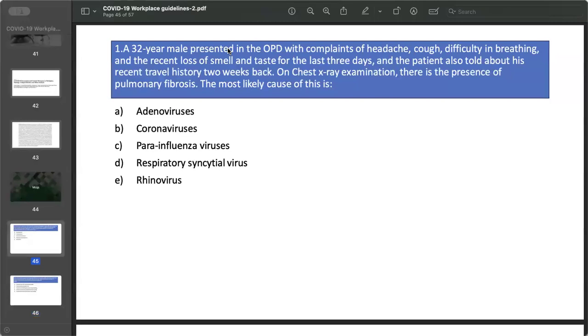A 32-year-old male presented in the OPD with a complaint of headache, cough, difficulty in breathing, and the recent loss of smell and taste for the last 3 days. The patient also told about his recent history of travel 2 weeks back. On the chest X-ray examination, there is a presence of pulmonary fibrosis. The most likely cause is: option A, adenovirus; option B, coronavirus; option C, parainfluenza virus; option D, respiratory syncytial virus; and option E, rhinovirus. The correct answer is B, coronavirus.